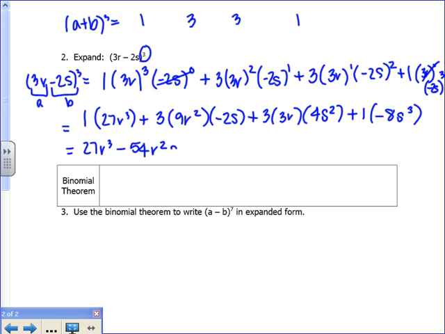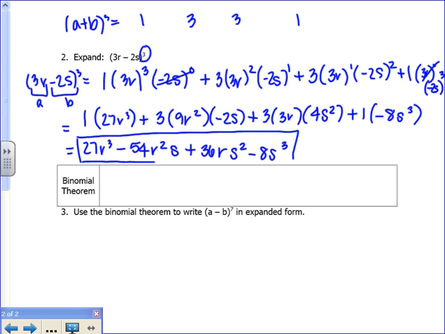I have 2 r's and 1 s. Plus 3 times 3 is 9. 9 times 4 is going to give me 36. There's 1 r and there's 2 s's. And 1 times negative 8 is a negative 8. And there's s cubed. So take care of the numbers first and then kind of just throw the variables in there. And there is my simplified answer.